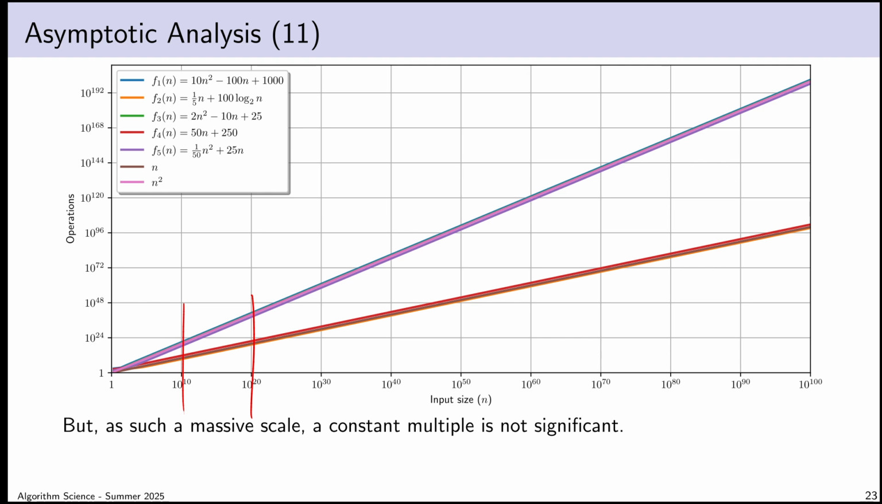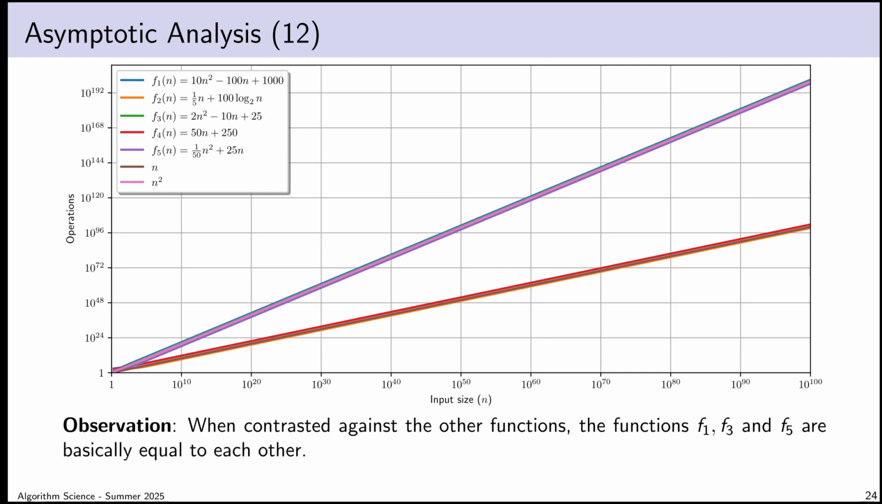It doesn't really matter that much what constants appear in front. This n squared here is all we care about for f3. We don't care about the 2, we don't care about the lower order terms. Compared against the other functions, the three that are in the n squared family, f1, f3, and f5, are basically equal.